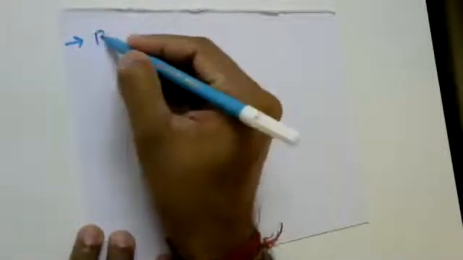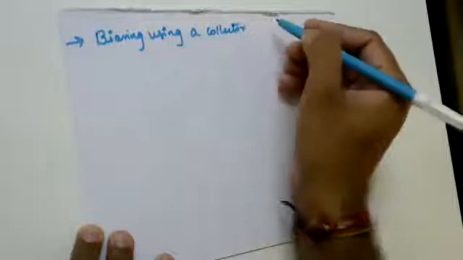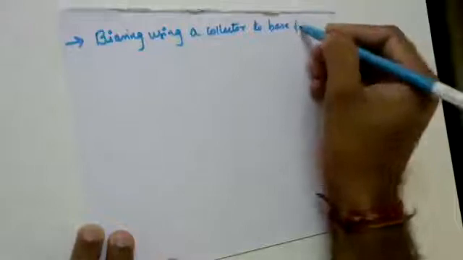Yes, in this session, we'll be taking our interaction on Module 1 ahead, discussing the next topic related to Module 1, wherein we'll be interacting on the second concept, that is biasing using a collector to base feedback resistor.